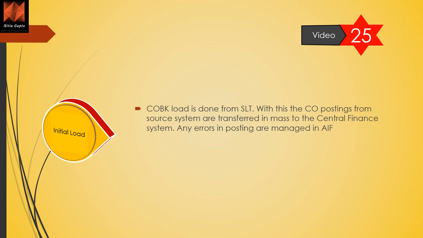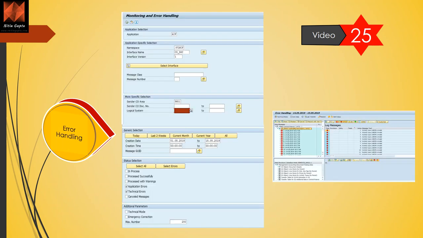So it's completely different from finance. Financial data errors in finance initial load do not come to AIF, but COBK load errors do come to AIF. It looks like this. You do your error handling, you select your interface FIN CF, and then you select interface name CO underscore doc. You can select the controlling area on the source side, and you can even select the logical system and document number. So you can put more filters to get the error details.